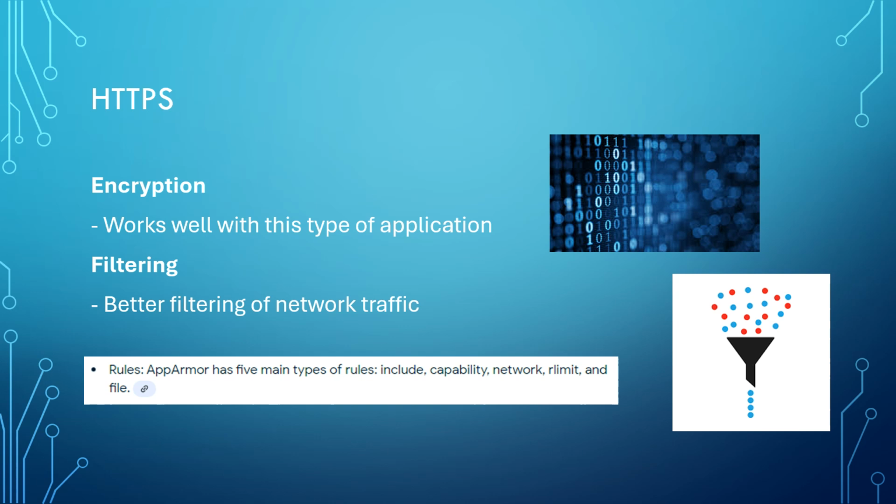The filtering allows for better filtering of network traffic by applying mandatory access control, so MAC systems. This system detects and categorizes profiles within their own set of parameters. And then we have the different categories as we can see.